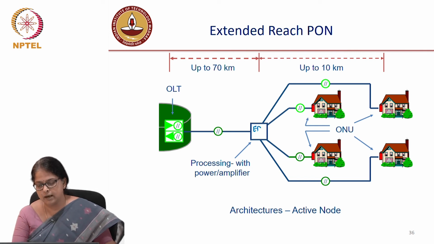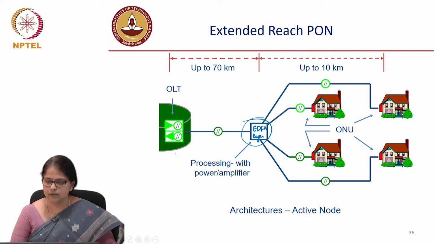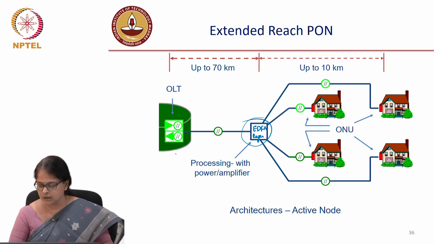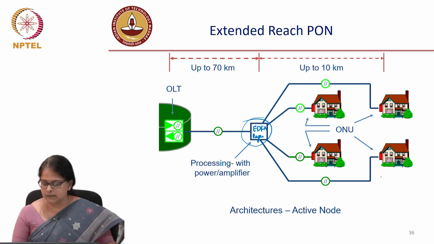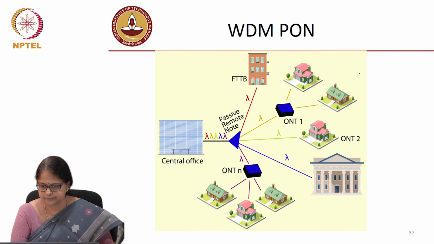So here you could have EDFA, or you have regenerators, and then further it gets split. So there is a processing stage here with a power amplifier. So this is called an extended reach PON, and there are these active nodes here in extended reach PON, and from there the access happens like earlier. So that is up to 10 to 20 kilometers.